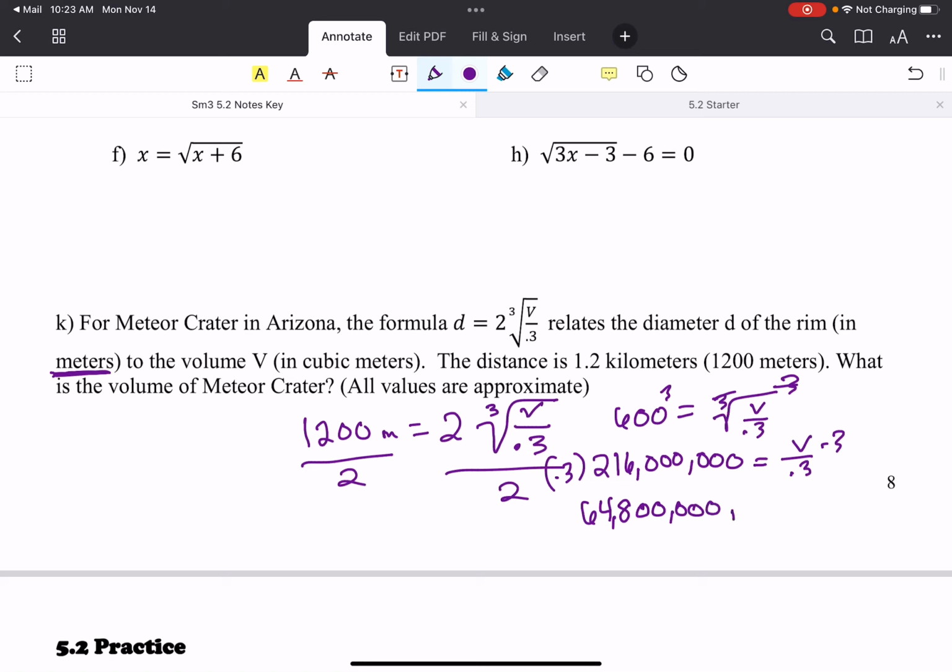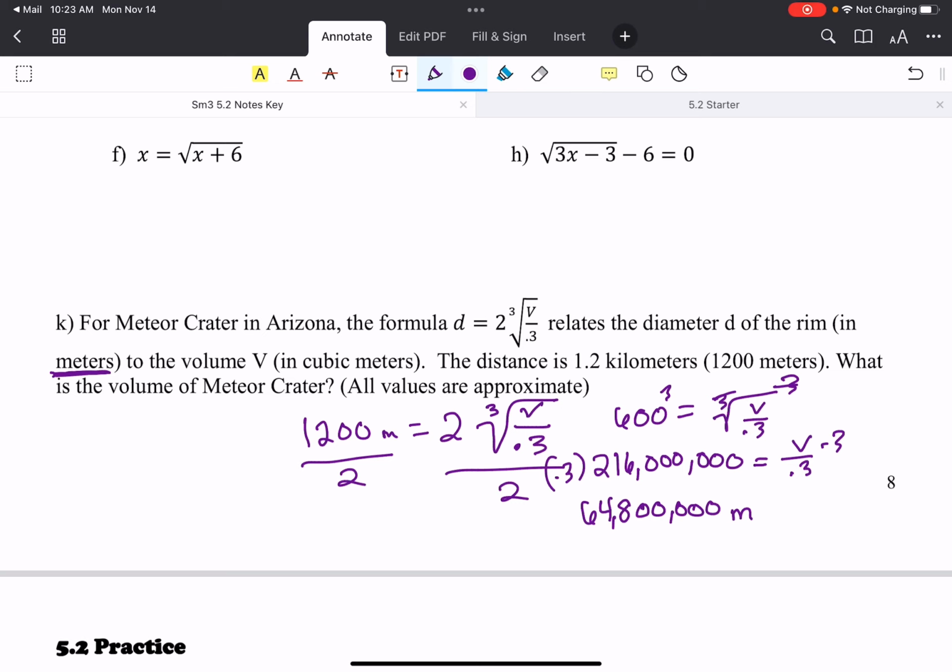64,800,000. This is the volume of a crater.